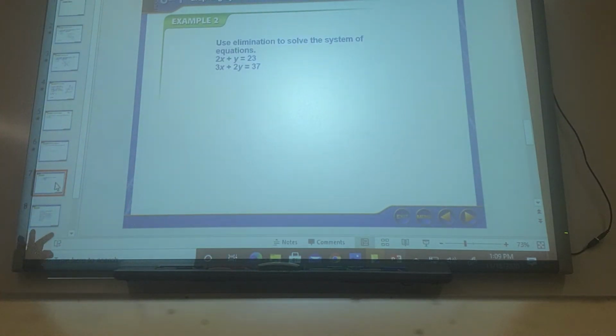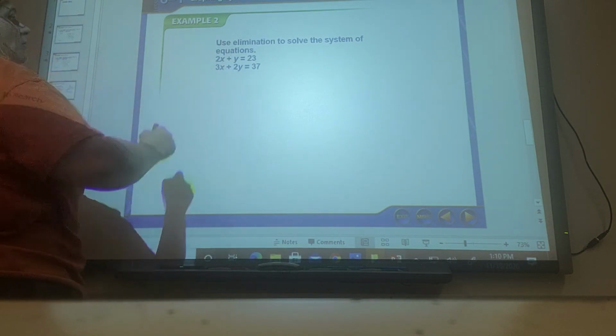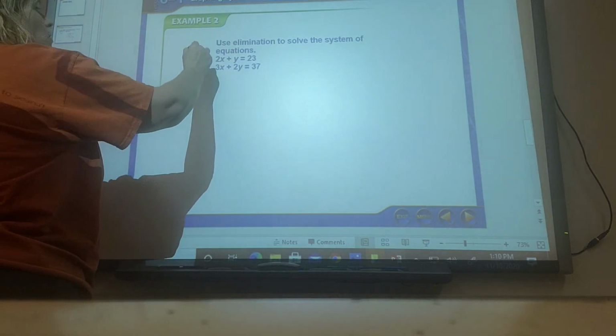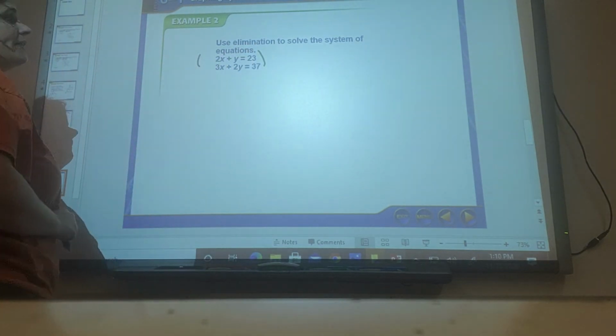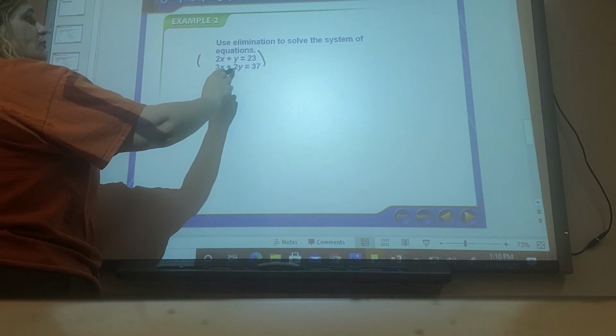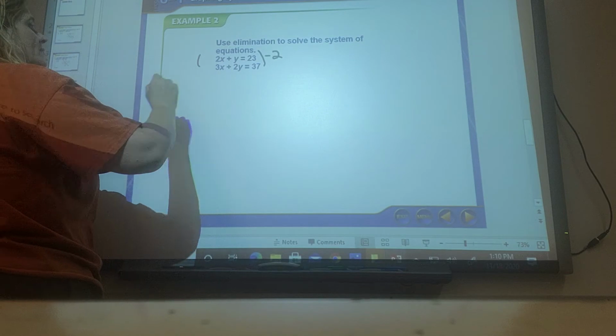Here we're going to use elimination, but if you look, we do not have a coefficient that is alike. We're going to have to multiply the top one, looking at this being just a y, that's the easiest one to go for. I'm going to multiply it by -2, and we're going to add. I'm going to put this right underneath this one.